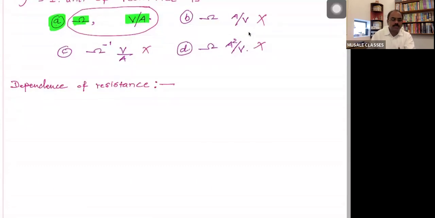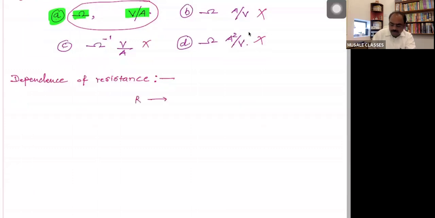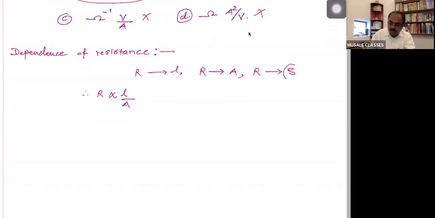So I told you resistance depends upon length of the conductor. Resistance depends upon area of the conductor. Resistance depends upon nature of the material. And the dependence also, I told you that resistance is directly proportional to L. It is inversely proportional to area of cross section, and it depends upon the nature of the material. And I told you this is known as resistivity.